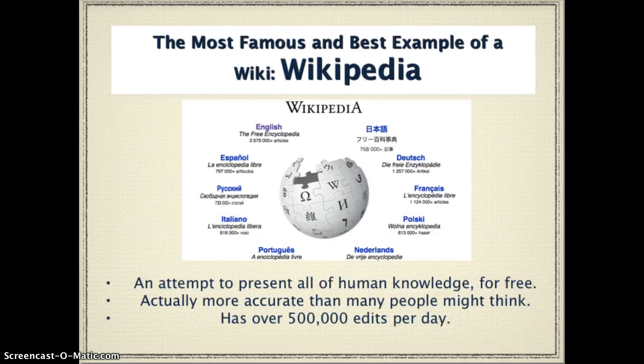The most famous and best example of a wiki is Wikipedia. Anytime you type in a word, a person, a food, or anything of that nature on Google, the very first post is Wikipedia. Wikipedia is an attempt to present all of human knowledge for free, actually more accurate than many people might think. It has over 500,000 edits per day.